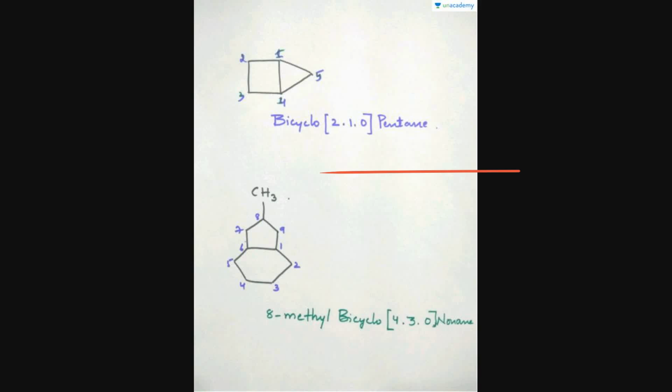What if you have a substituent? If you have a substituent, then you have to number it from the bridge head. You have to start numbering from the bridge head, so 1, and you have to follow the ring which has more number of carbon atoms. So this way 1, 2, 3, 4, 5, 6, 7, 8, 9. So we write it as on the 8th carbon we have the methyl group, so it is 8 methyl bicyclo 4.3.0, 0 in this bridge. Overall we have 9 carbons, so we write it as nonane.